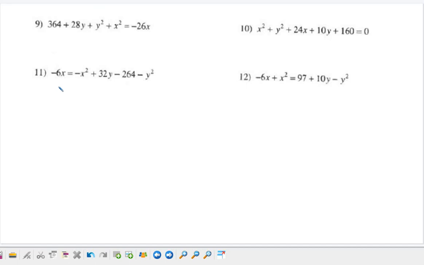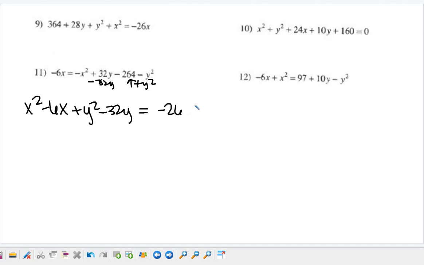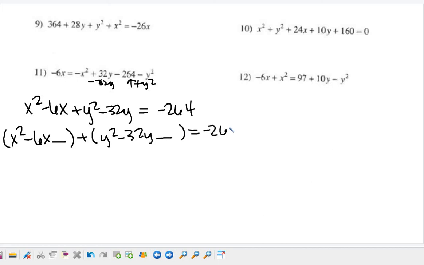So I'm going to move everything over here so that it's positive except for that. So I have x squared minus 6x. Move this to the other side, so this will be plus y squared, so plus y squared minus 32y is equal to negative 264. Okay, so then I'm going to group so that I can complete the square, and two blanks to keep me balanced, right?